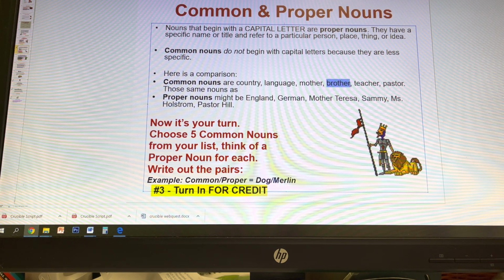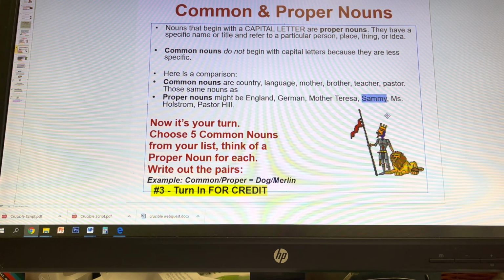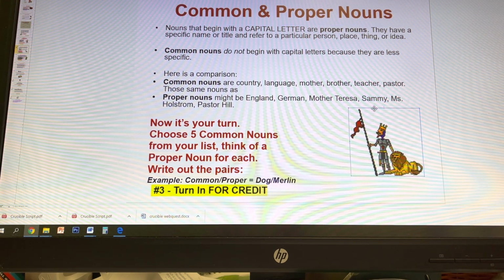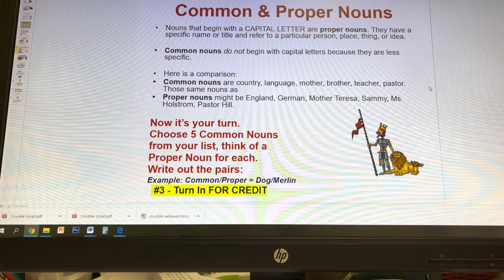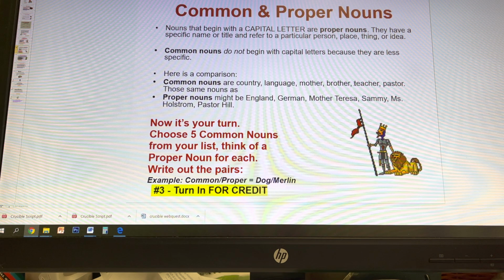If you yell brother, or you talk about your brother, you can use a common noun like brother, but if you want to be more specific, name your brother by his proper name. In this case, I have Sammy. I don't have a brother. If you have a brother, write that brother's name down, or write down the name of someone's brother that you know of.